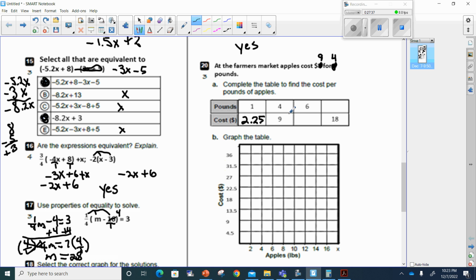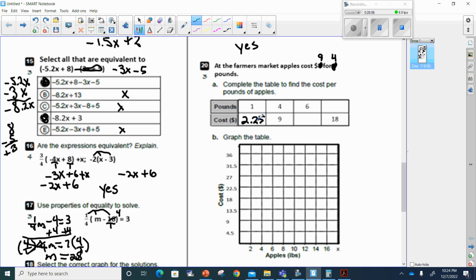Some of you are thinking, Mr. Mendes, you told us you had to do 1 divided by 4, then multiply to this number. There was no number here, okay? So I had to take this number and divide it by this number, okay? Because I know if it costs me $9 for 4 pounds, if I divide 9 by 4, I'll find out what 1 pound is.